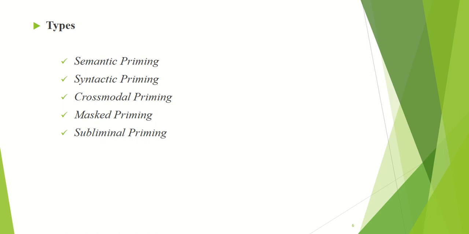Okay, so what are the types of different priming experiments? We have semantic priming and syntactic priming. We definitely learn how to build the PsychoPy version of these two important types of priming. We have some other types of priming: cross-modal priming, masked priming, and subliminal priming. But we will not go through building the PsychoPy file for these types of priming. But you can do the practice.